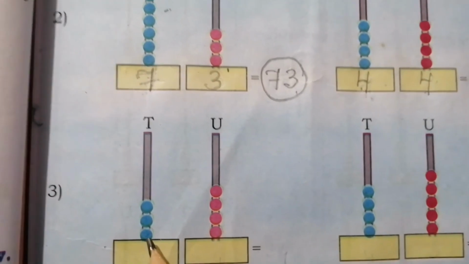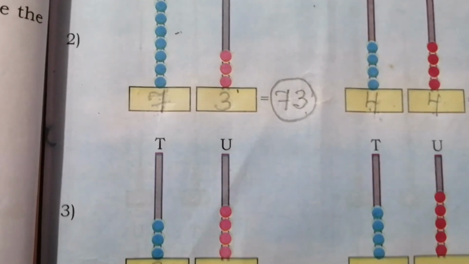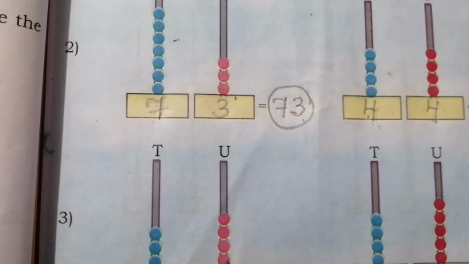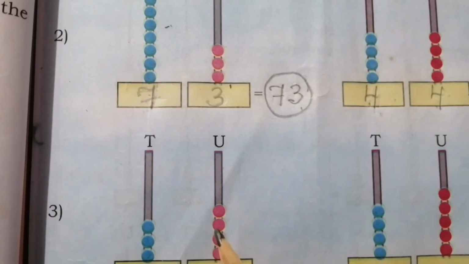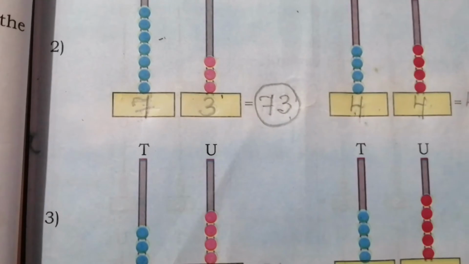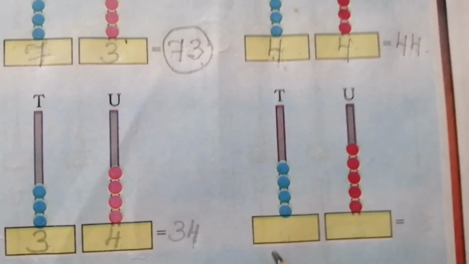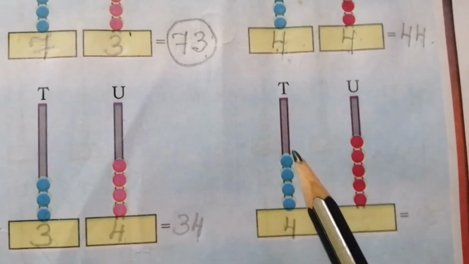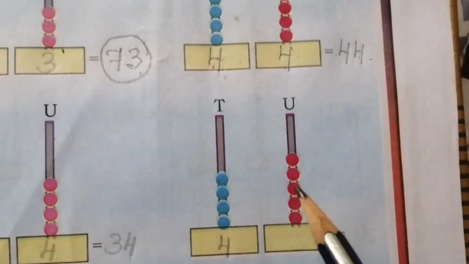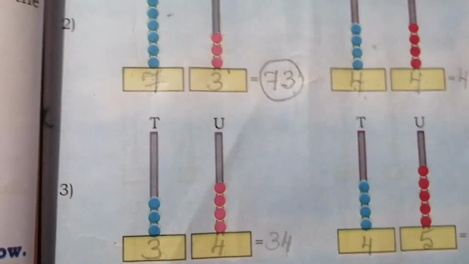Let's take the other example. Here in tens column, how many beads are there? 1, 2, 3. 3 beads. And in units column or units rod, there are 1, 2, 3, 4. 4 beads. 34. Here in tens rod, there are 4 beads. 1, 2, 3, 4. And here there are 2, 3, 4, 5. 5 beads. 45. So let's find out the biggest number.